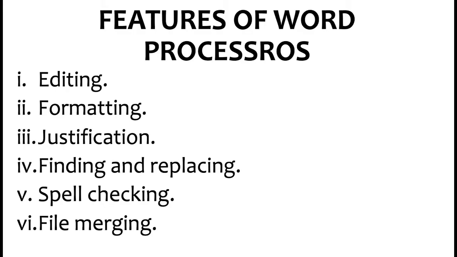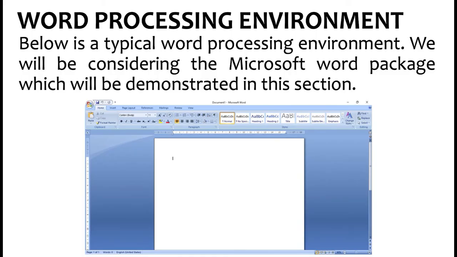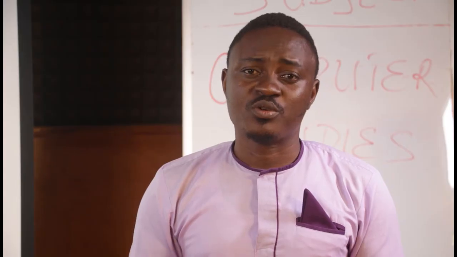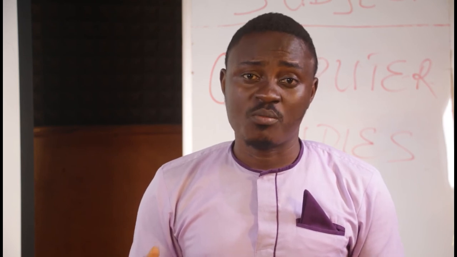Then we also saw the features of word processors: editing, formatting, justification, finding and replacing. We were also able to see spell checking and file merging. Lastly, we were able to visit the word processing environment, that is Microsoft Word, which is our template. That's what we'll be using to understand word processing more.